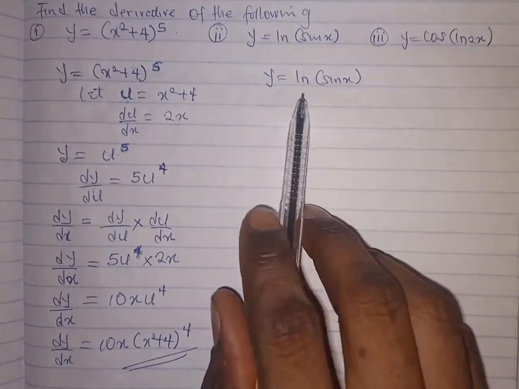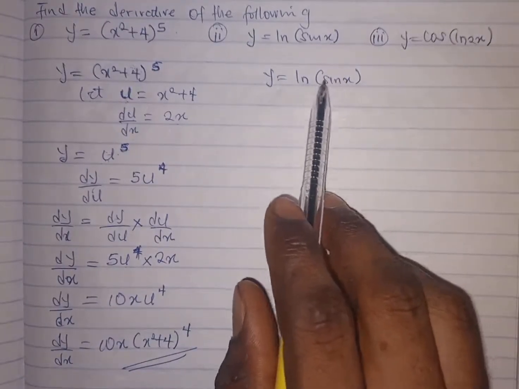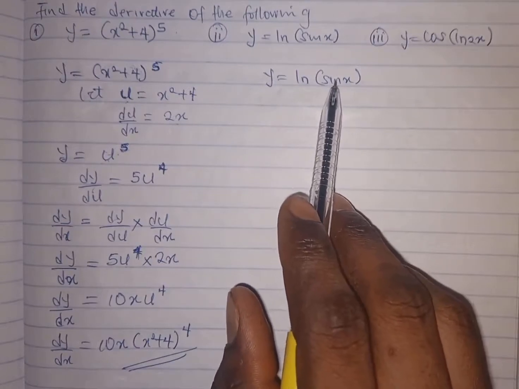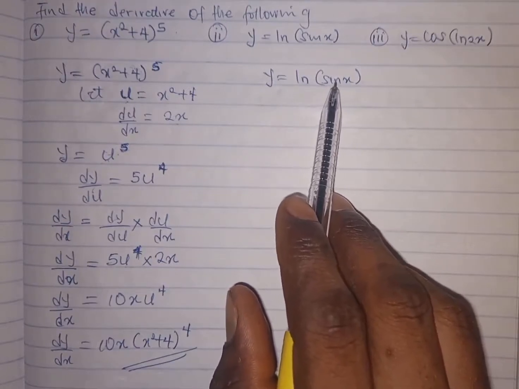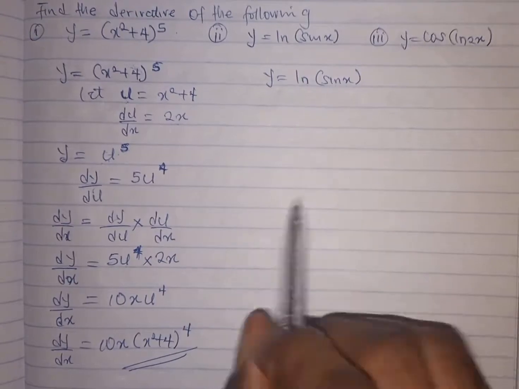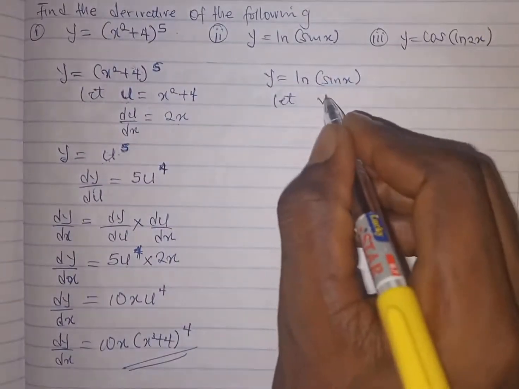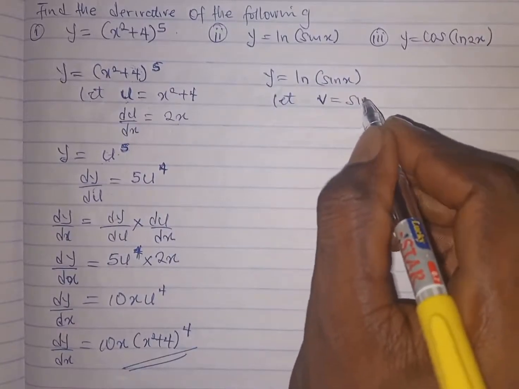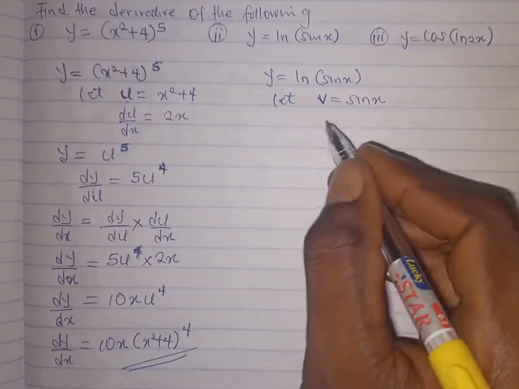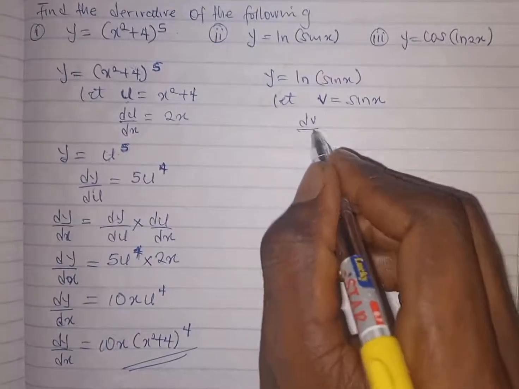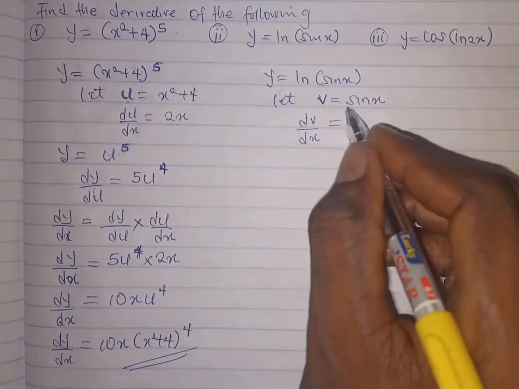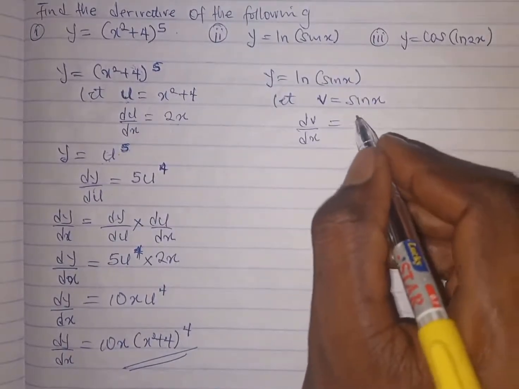Now if I'm to solve this, I'm going to take this one as the property inside the room, and I'm taking it out. So I'm going to let v be equal to sine x, which means I'm going to look for dv dx. So dv dx is equal to the derivative of sine x. The derivative of sine x is cos x.